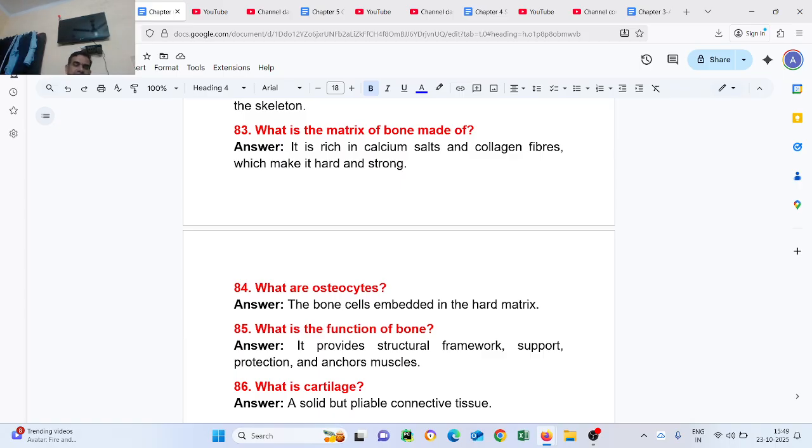Question number 85. What is the function of bone? It provides structural framework, support, protection, and ensures muscle attachment.